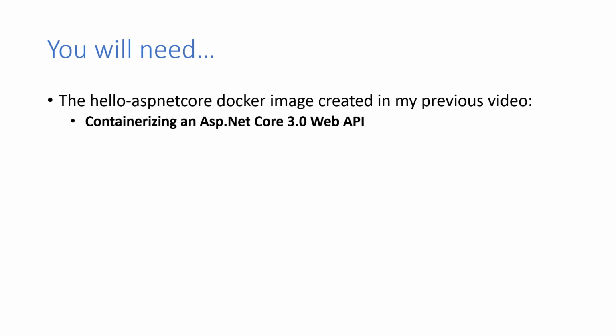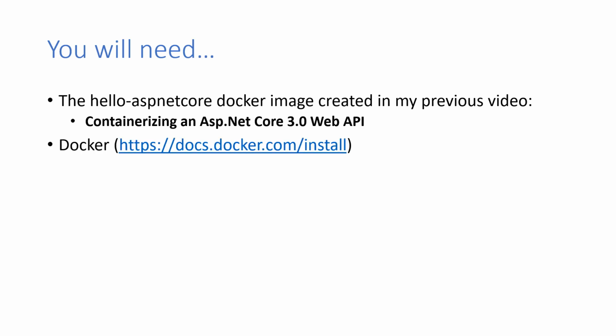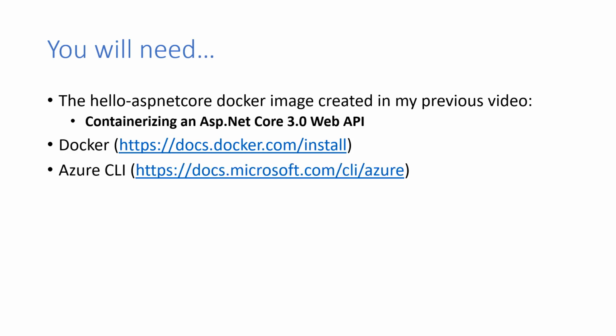To follow this video step by step, you will need a few things. First, the Hello ASP.NET Core Docker image created in my previous video, containerizing an ASP.NET Core 3.0 Web API. If you had not seen it already, please go through the steps on that one and then come back. Second, Docker, which we will use to manage Docker images in the dev box and to push a Web API image to the container registry.